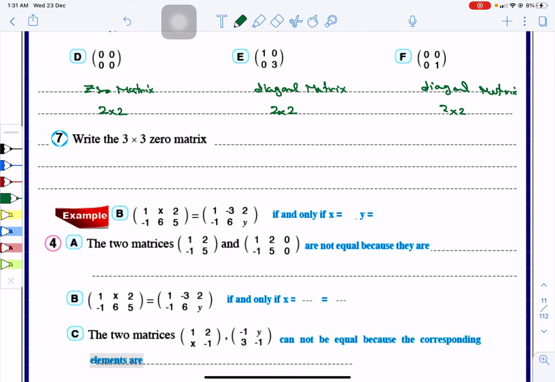Write the 3 by 3 zero matrix. Yes, like this. 0 0 0, 0 0 0, 0 0 0.